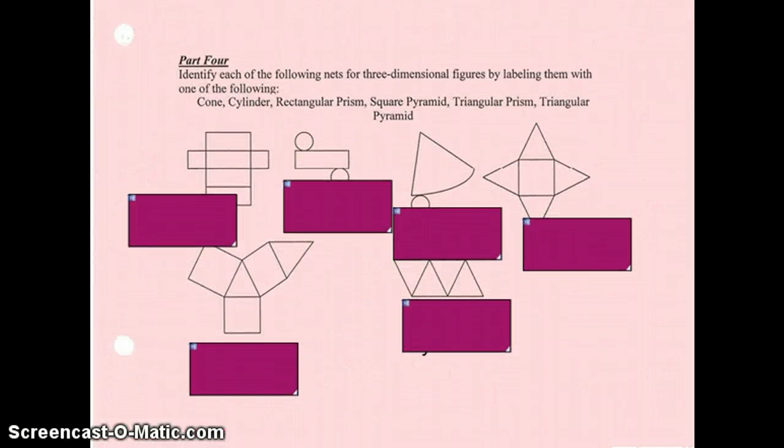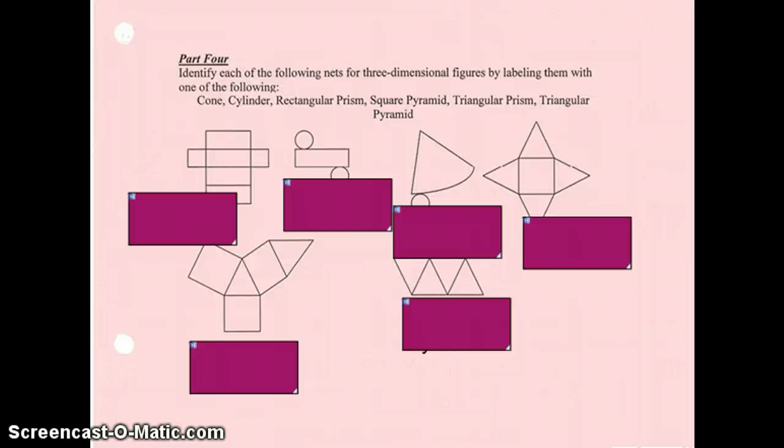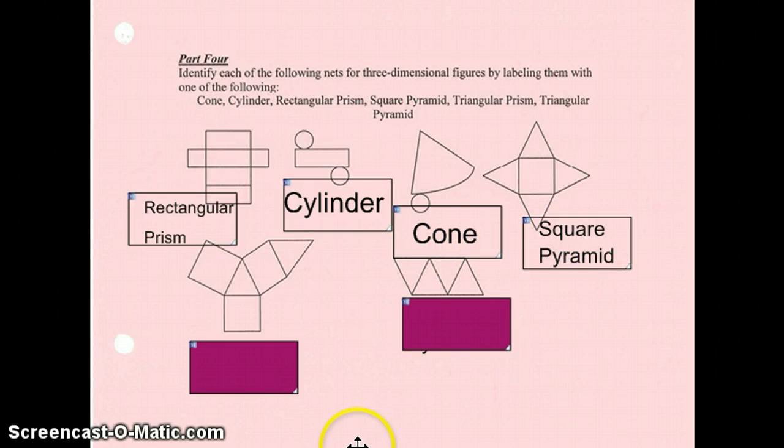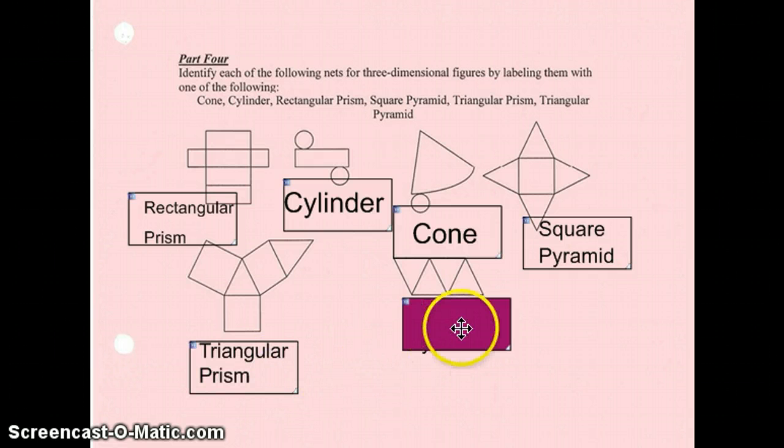Part 4. Identify each of the following nets for three-dimensional figures by labeling them with one of the following. This is a rectangular prism, cylinder, cone, square pyramid, triangular prism, and triangular pyramid.